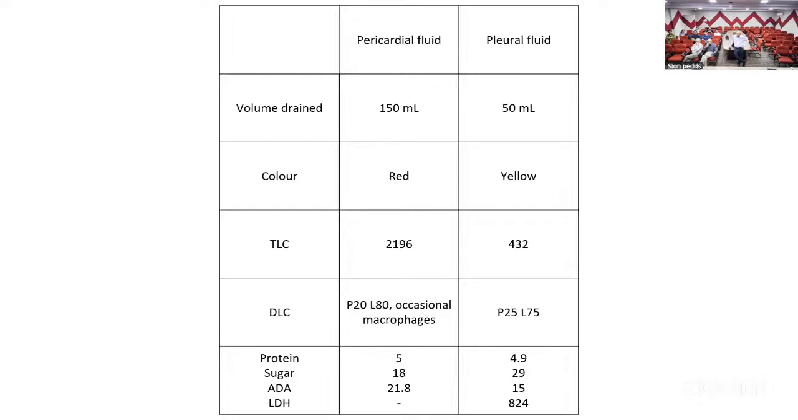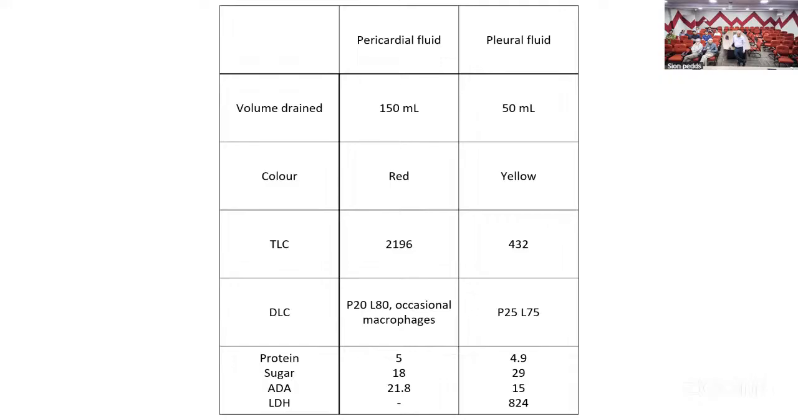The pericardial fluid, 150 ml drained, was red in color with a total leukocyte count of 2,196, a differential count of 80% lymphocytes with occasional macrophages. The pleural fluid, on the other hand, 50 ml drained, was yellowish in color, total count of 432, and a differential count of 75% lymphocytes.